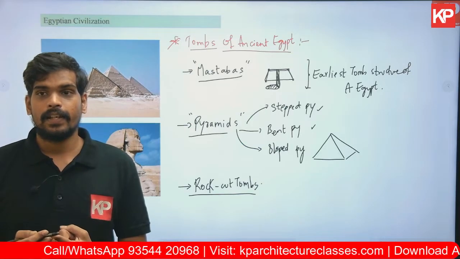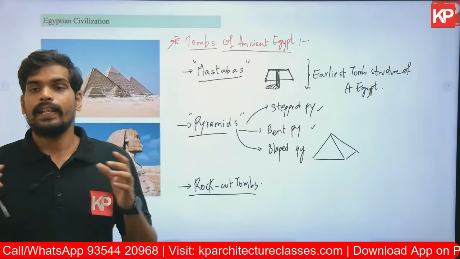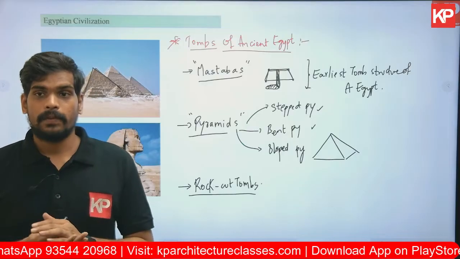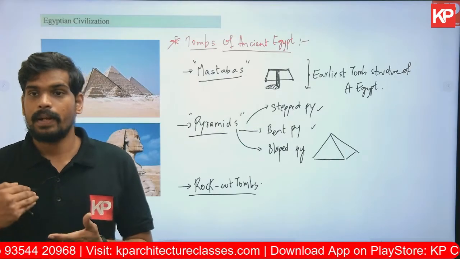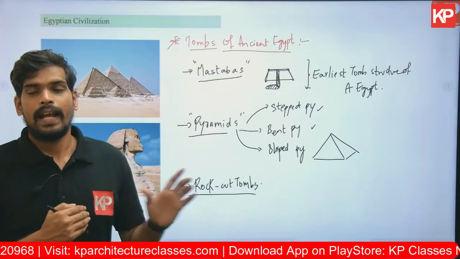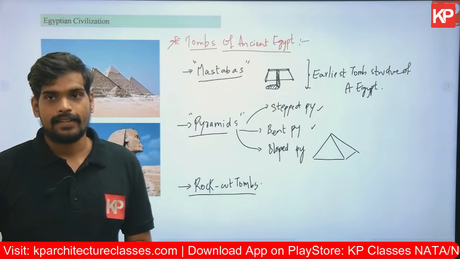Mastabas, the early tomb structures with a flat roof. Then came pyramids, where you have different types of pyramid: step pyramid, bent pyramid, and also sloped pyramid. And finally, you have rock cut tombs as well.